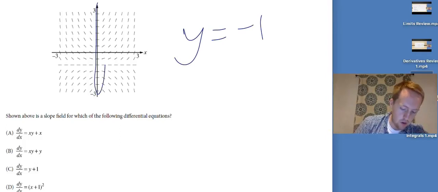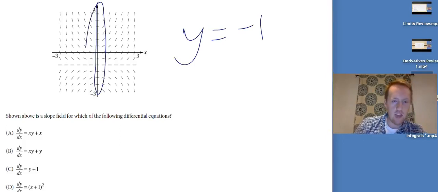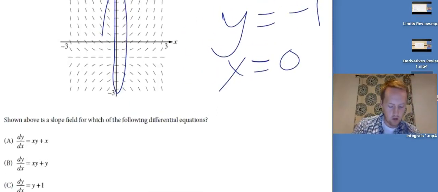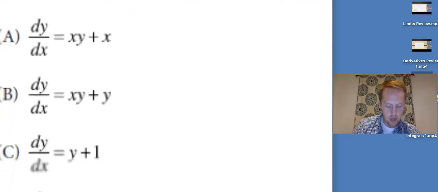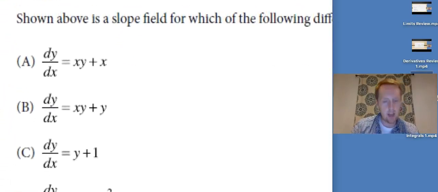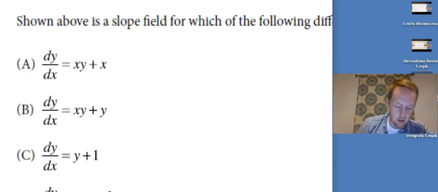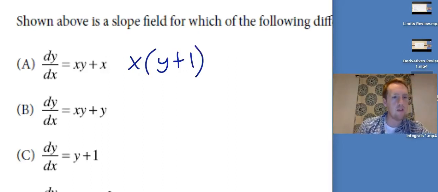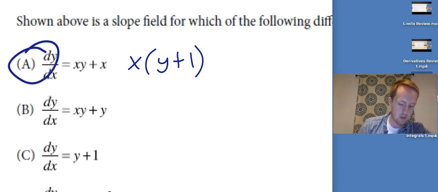Also, I see on the vertical axis that it's also 0, so that's x equals 0. So now I need to look at these and determine which of these are 0 when y is -1 and x is 0. So what I'm going to do is factor these. Well, this is x times y plus 1. If x was 0, this would in fact be 0. If y was -1, this would in fact be 0. Okay, A is my answer.